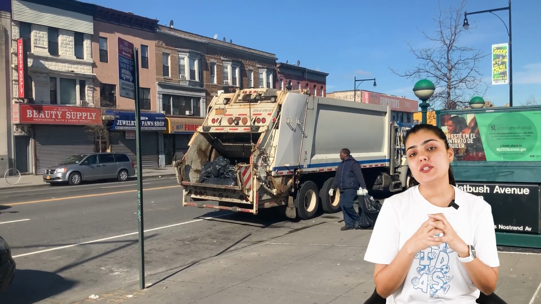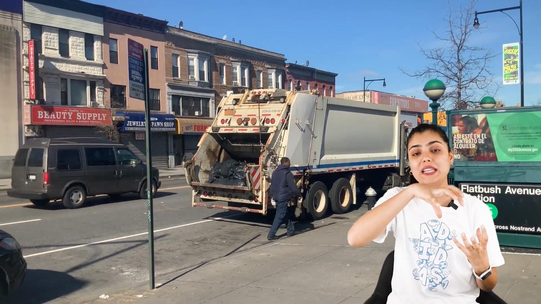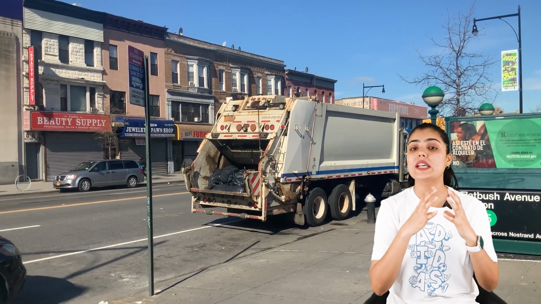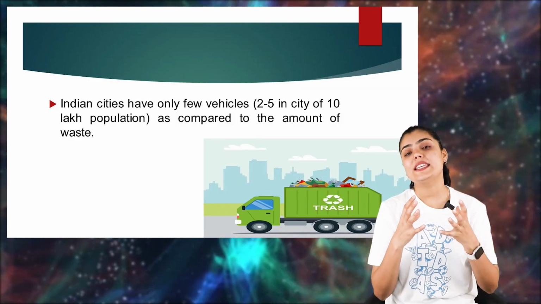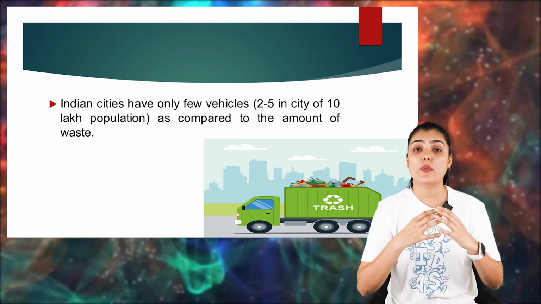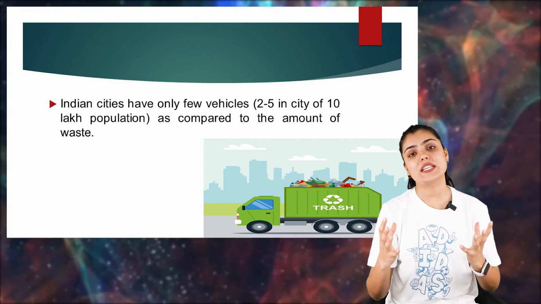The waste that has been generated, as I said, has to be transferred from the place of production or the place of collection to the place where it is to be disposed. Therefore, the waste that is produced is transferred with the help of collecting vehicles. But even then, in India, we find around 2 to 5 vehicles in a particular city where the population is around 10 lakhs. So it is obvious that the waste generated is much more, and it is not transferred properly because of the less number of transportation vehicles.